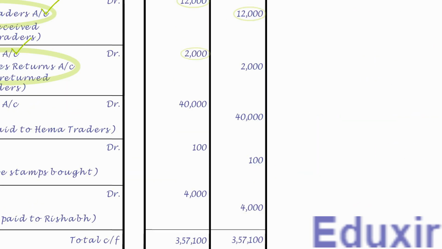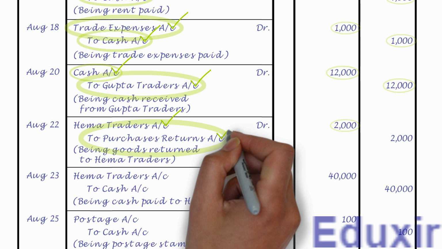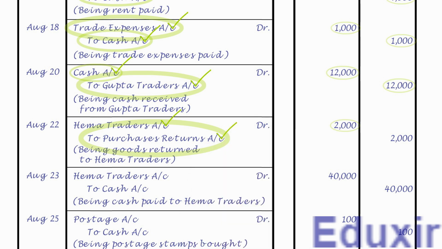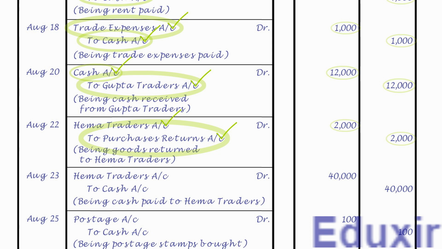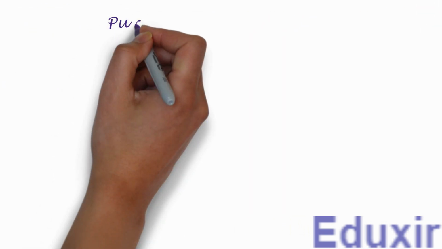As the name suggests, it needs to be posted on the credit side of purchases returns account and the credit amount is 2000 rupees. Note that the details that need to be posted into the particulars column is Hema Traders account. For posting this entry, we need to create a ledger account for purchases returns as it is not yet created. Let us first write the title as purchases returns account.